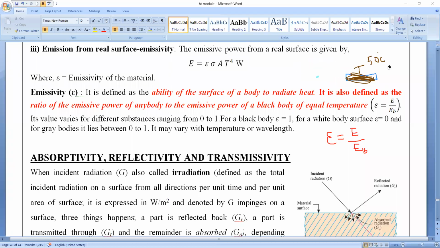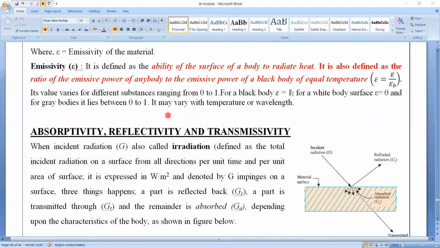Fine. Now let's continue our discussion. Its value varies for different substances, ranging from 0 to 1. For a black body, emissivity epsilon equals 1. For a white body surface, the emissivity equals 0. And for gray bodies, it varies between 0 and 1, and it may vary with temperature or wavelength.